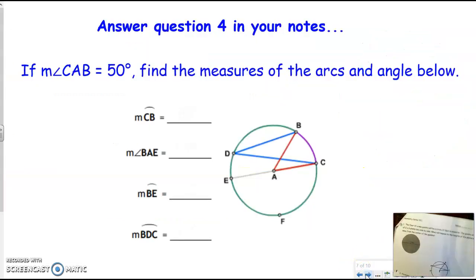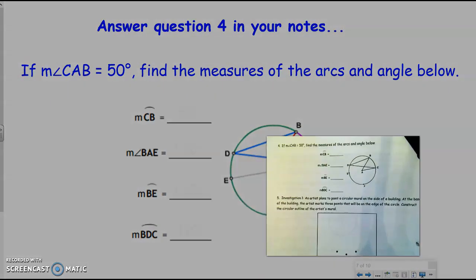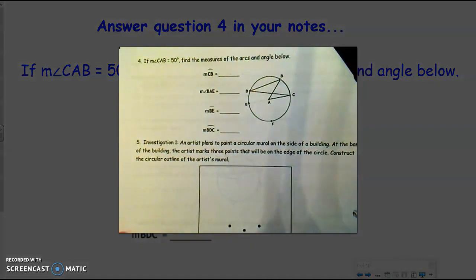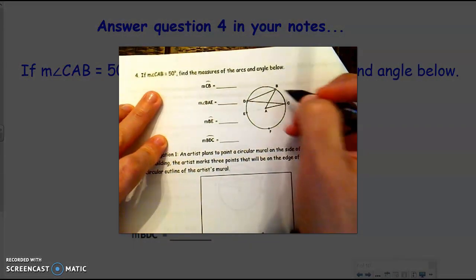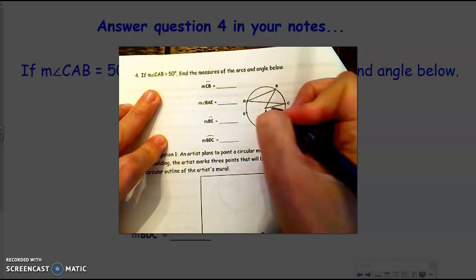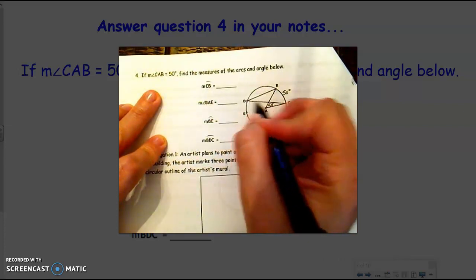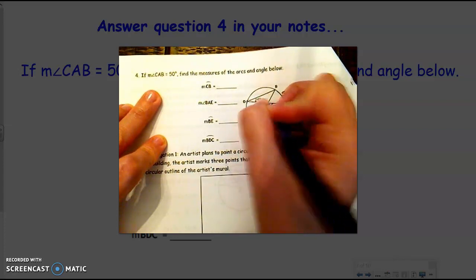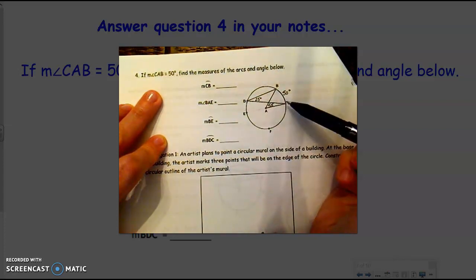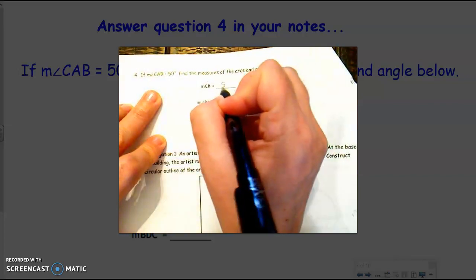It would be 50 degrees because these are congruent, the arc and the central angle. All right, let's just look at some examples, kind of the same picture we had. And it says, if angle CAB is 50 degrees, find the measure of the arcs and the angles. Right, so I'm going to label what I know. I know that angle CAB is 50 degrees, and that's my central angle, so my arc is also 50 degrees, which makes the inscribed angle 25 degrees. Okay, so the measure of arc CB we've labeled, that's 50 degrees.